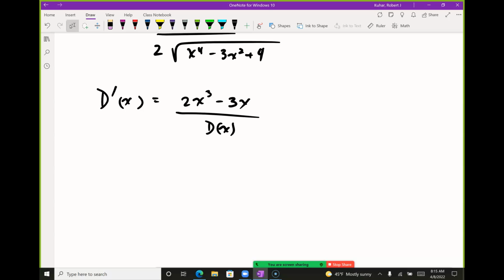Well, critical values, I don't need any from the downstairs because the distance can't be 0. But from the upstairs, d prime of x equals 0.